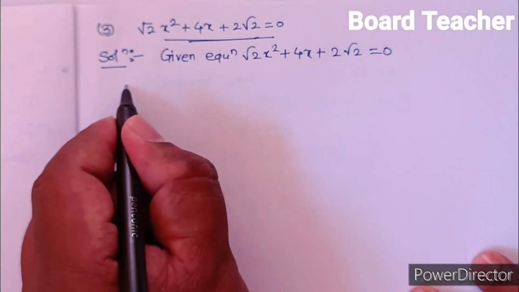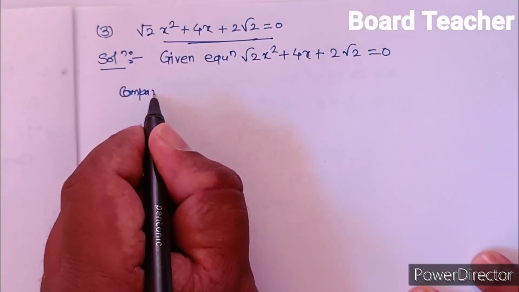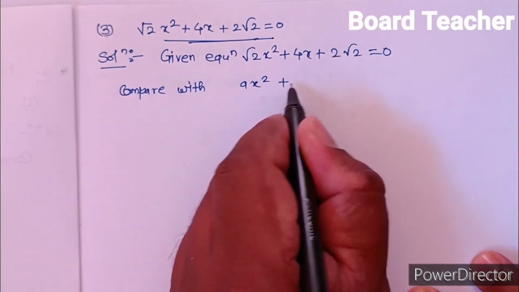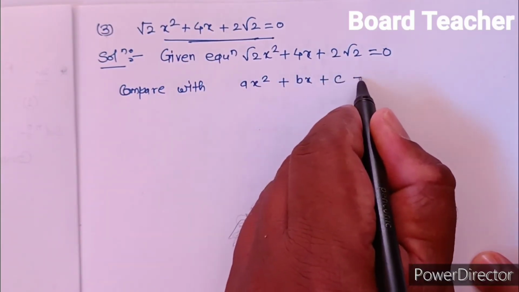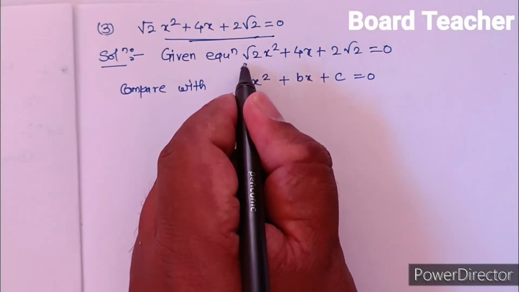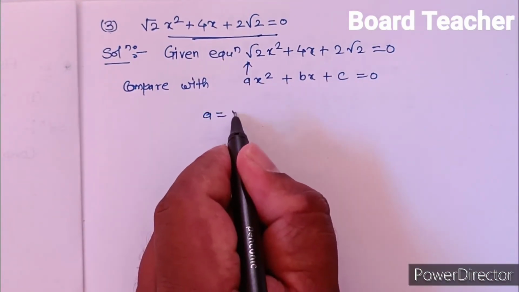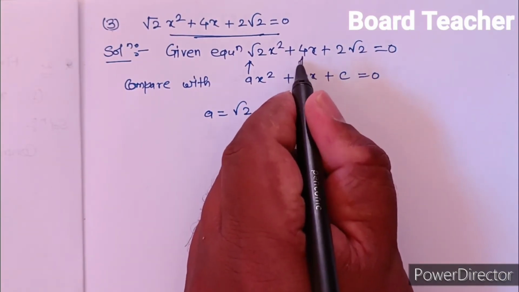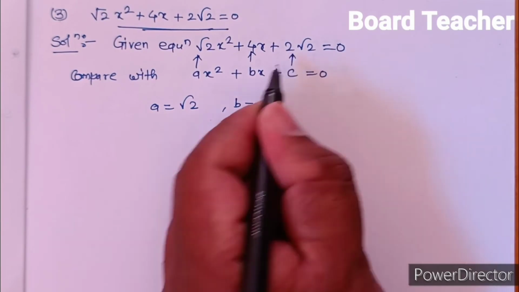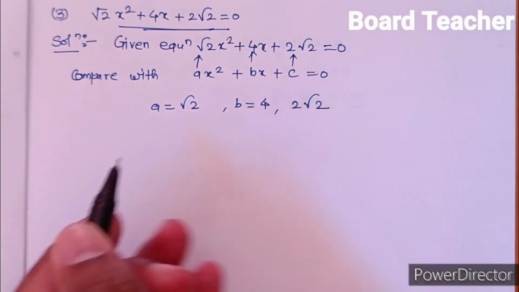Now compare with ax square plus bx plus c equals 0. On comparing this equation, we get the value of a, that is a equals root 2, the value of b, that is b equals 4, and the value of c we get is 2 root 2.